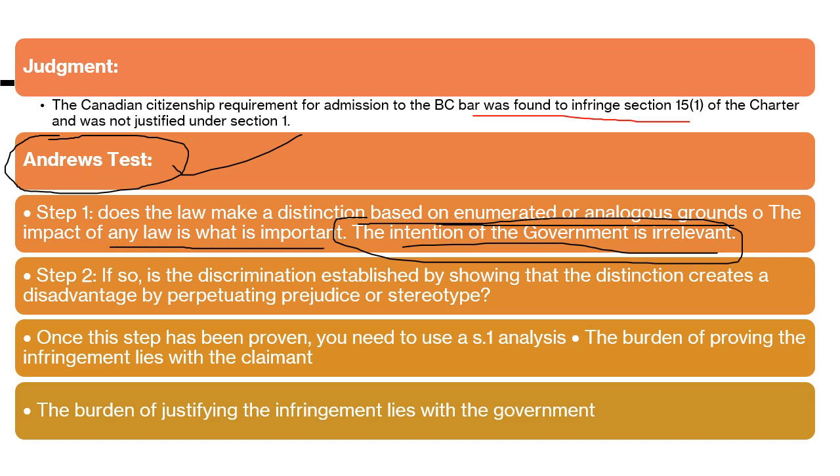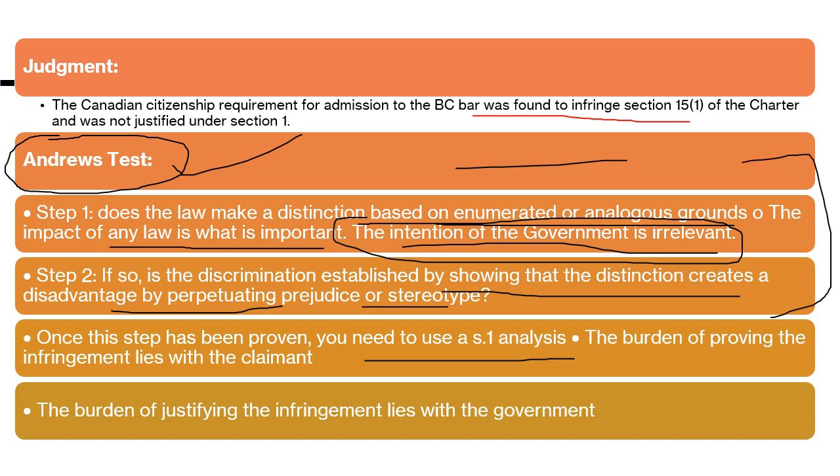If the case comes under one of the grounds, either enumerated or analogous, discrimination is established by showing the distinction created a disadvantage by perpetuating prejudice or stereotype. Once this step is proven, then you can go to Section 1. It is clearly established that there is discrimination and that it is definitely infringing a person's equality right. Then you can at last check whether there is any reasonable limit, whether we can protect this particular law under Section 1 or not.